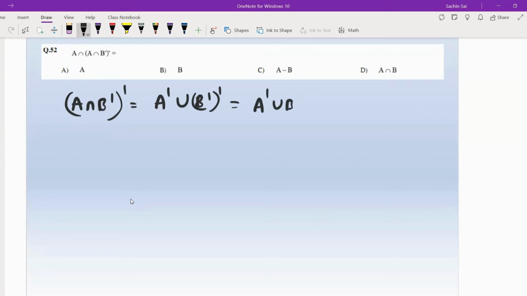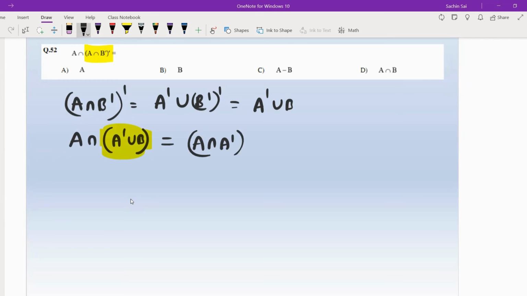Now, A intersection B complement whole complement. So this can be written as A intersection of A complement union B. So what I've done is I've simplified this part first and then substituted here, right? So this you can expand using the distributive property. You will get A intersection A complement union A intersection B, right?